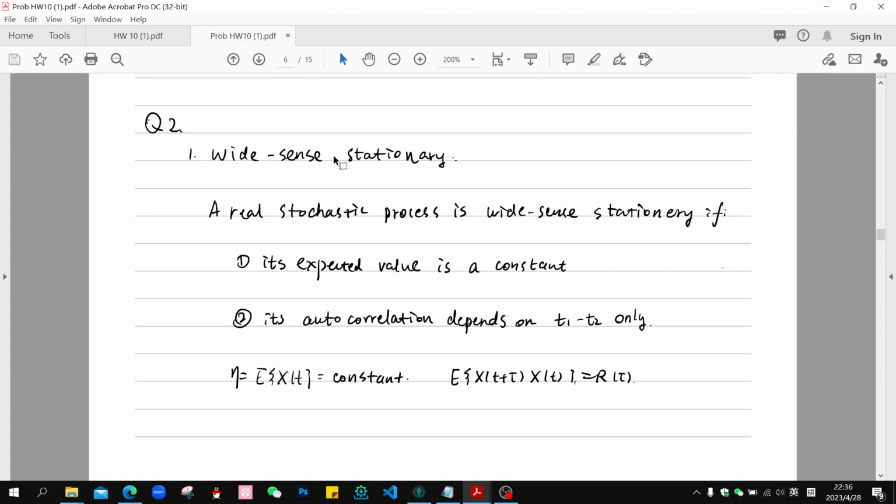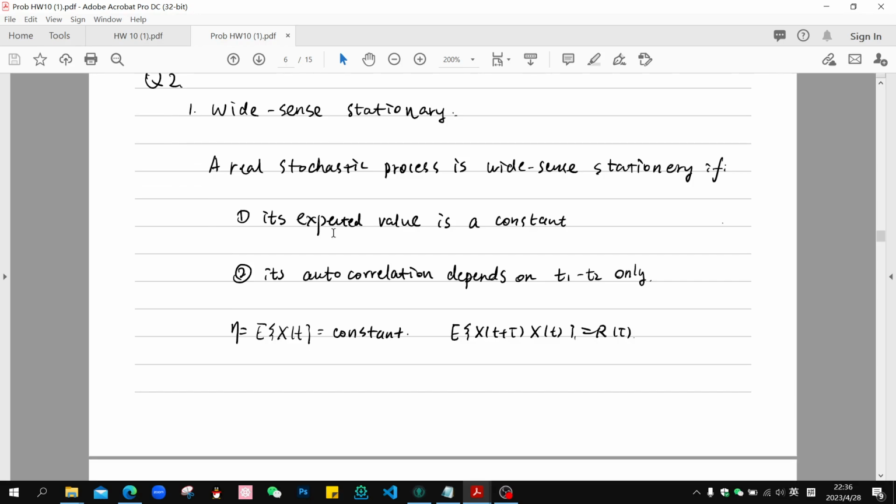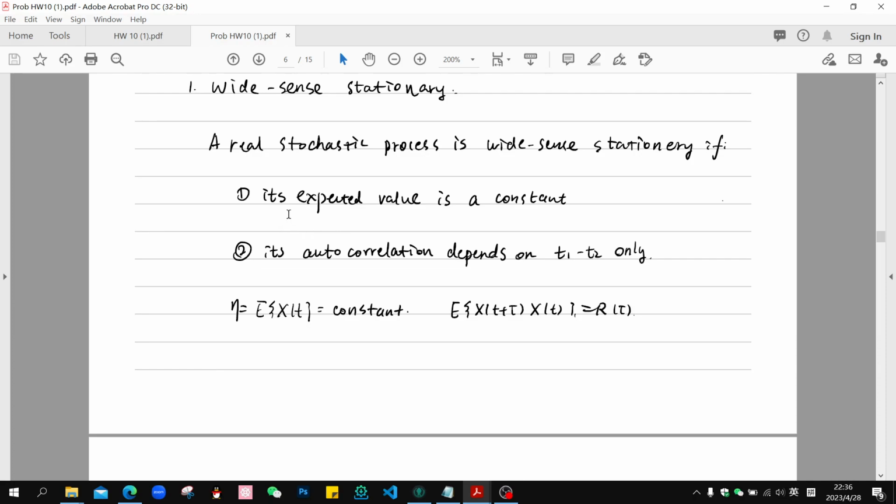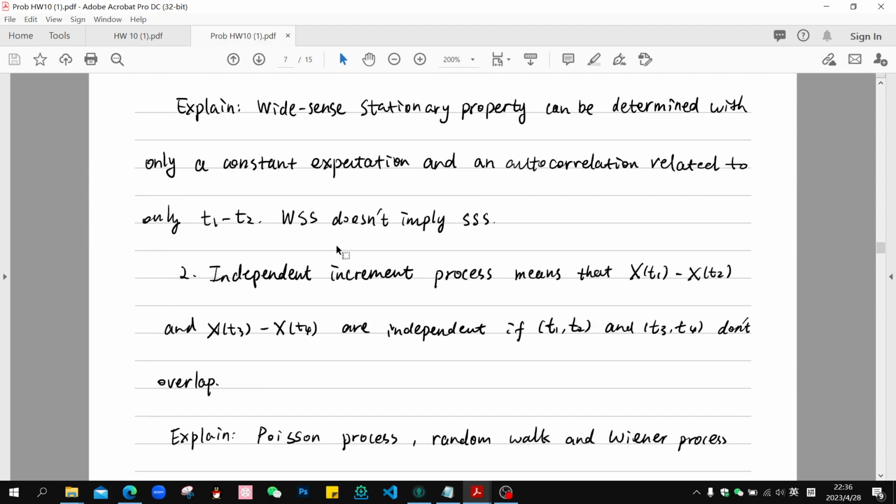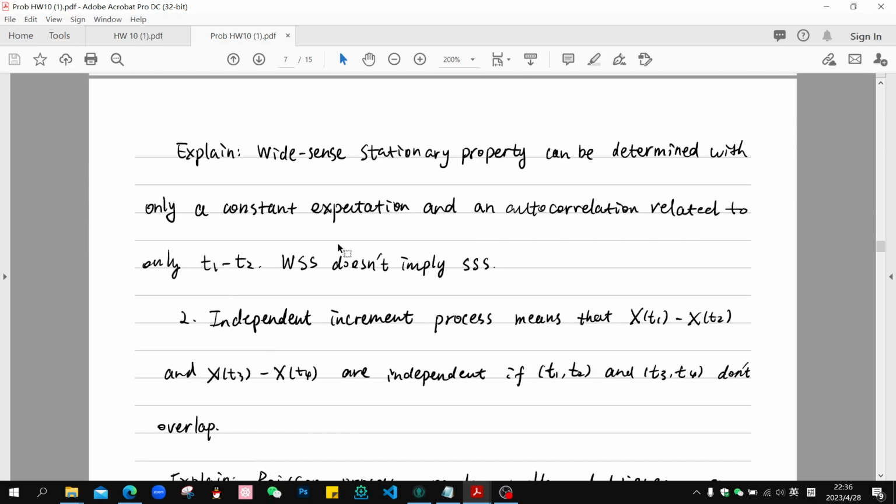The first one is the wide-sense stationary, or WSS. A real stochastic process is wide-sense stationary if, first, its expected value is a constant, and second, its autocorrelation depends on t1 minus t2 only. Wide-sense stationary property can be determined with only a constant expectation and autocorrelation related to only t1 minus t2. And obviously, wide-sense stationary does not imply strict-sense stationary.